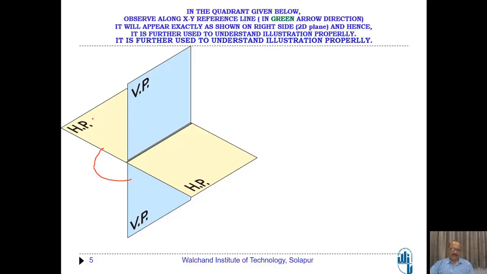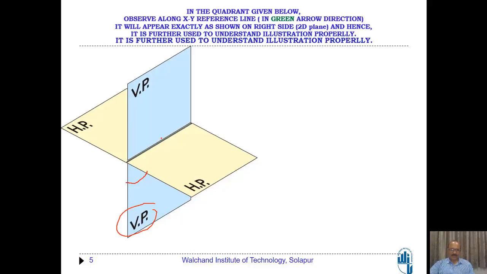Next, this 90-degree angle is below the horizontal reference plane and beyond the vertical reference plane. We call this the third quadrant. Any object situated in the third quadrant is below the horizontal reference plane and beyond the vertical reference plane. Next is the fourth quadrant. In the fourth quadrant, we consider it as below the horizontal reference plane and in front of the vertical reference plane. This is also a 90-degree angle.